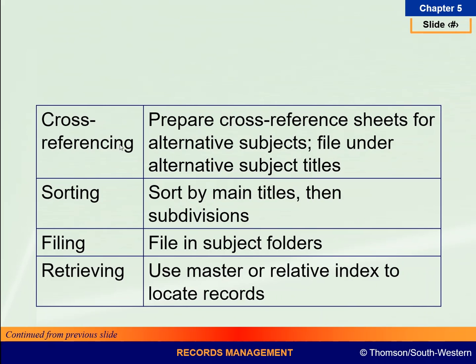Next, number 4 is cross-referencing. You have learned about this one. Sorting: we sort by the main titles and then the subdivision, either according to the encyclopedic or dictionary arrangement. And filing: file the subject folder and put all the correspondence in the subject folder. The next one is retrieving. You can use the master or relative index to locate the record. When you have proper filing, it will be easier to retrieve any document or correspondence required.